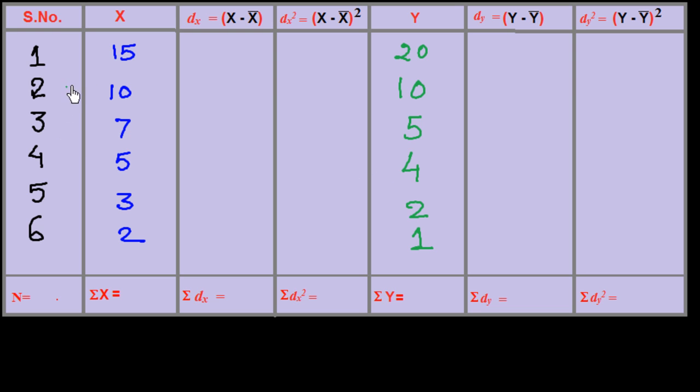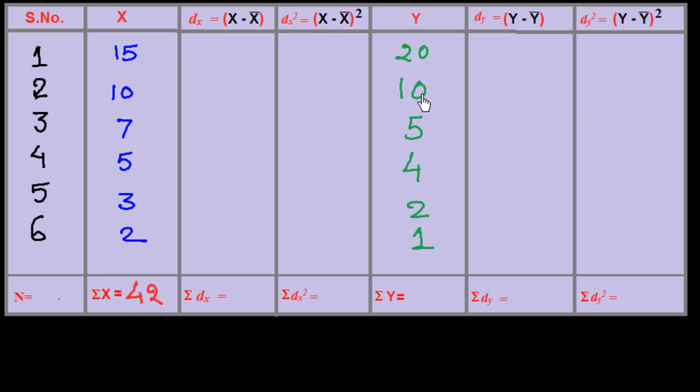So we find out the summation of 15 plus 10, 25, plus 7, 32, plus 5, 37, plus 3, 40, and 2 is 42 now. This is 42. Just a moment, I change the ink. It is 42. And here you see 20 plus 10, 30, plus 5, 35, 4, 39, and 2, 41, plus 1, 42.